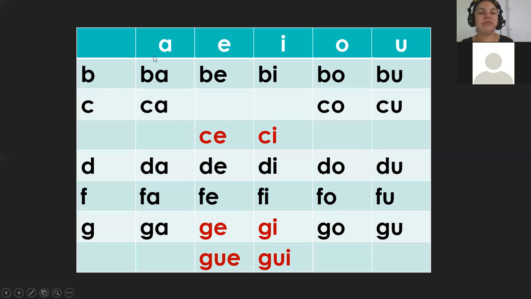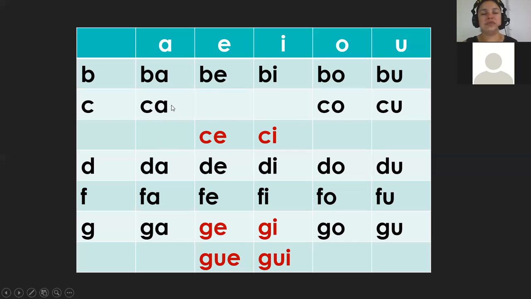So if we have B together with A, it will be ba. B together with E is be. B with I, bi. B with O, bo. B with U, boo. So we have ba, be, bi, bo, boo. Easy, right?